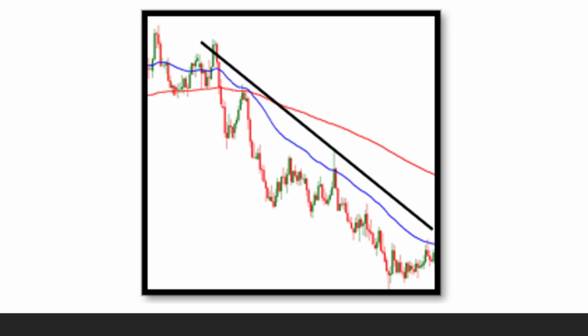Trend lines are drawn in a downward direction, like you can see on the chart. And moving average also helps us in identifying a downward trend. Like you can see on the chart, there is a 50 MA and there is a 200 MA. This is how a downtrend looks like, and this is how a downtrend is identified.